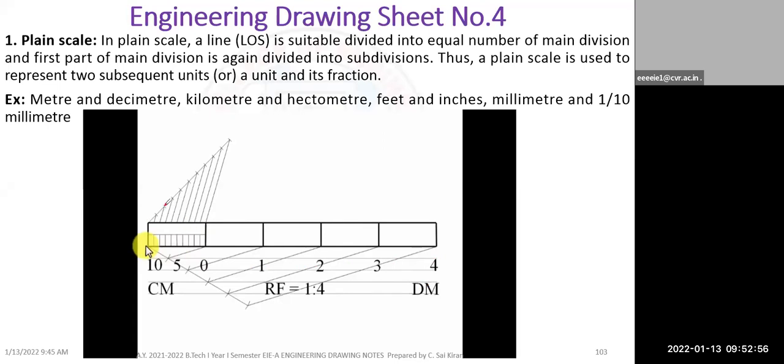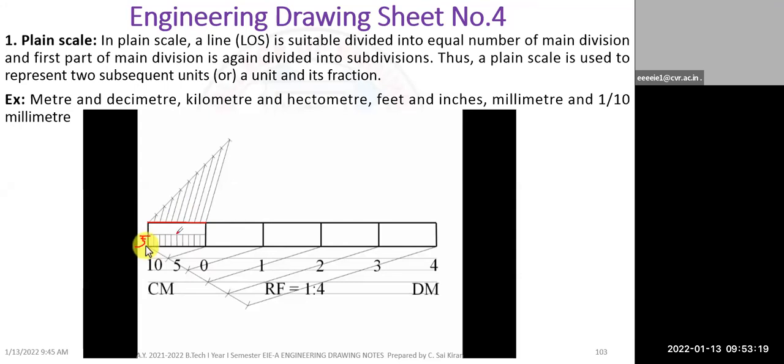Okay. And you have to again divide this main unit. First main unit you have to divide into 10 equal parts, because 1 decimeter equals 10 centimeters. So that's the reason we'll be making this 1 decimeter equal to 10 centimeters. So that's the reason this is a 1 decimeter line. So for this 1 decimeter line, we have to divide into 10 equal parts, and this height will be 5 mm.